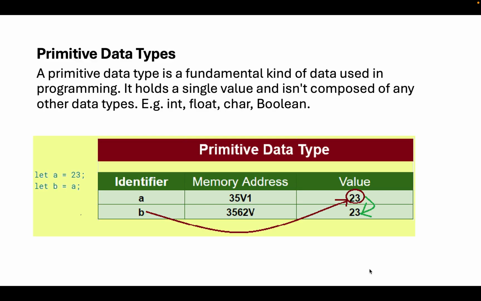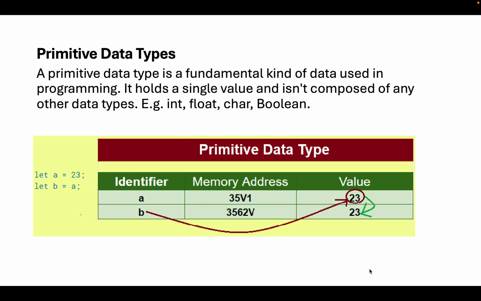So what is the definition of a primitive data type? A primitive data type is a fundamental kind of data used in programming. It holds a single value and isn't composed of any other data type. Examples are integer, float, char, and boolean. When we get to reference data types, you will understand what I mean by it holds a single value and isn't composed of any other data type.